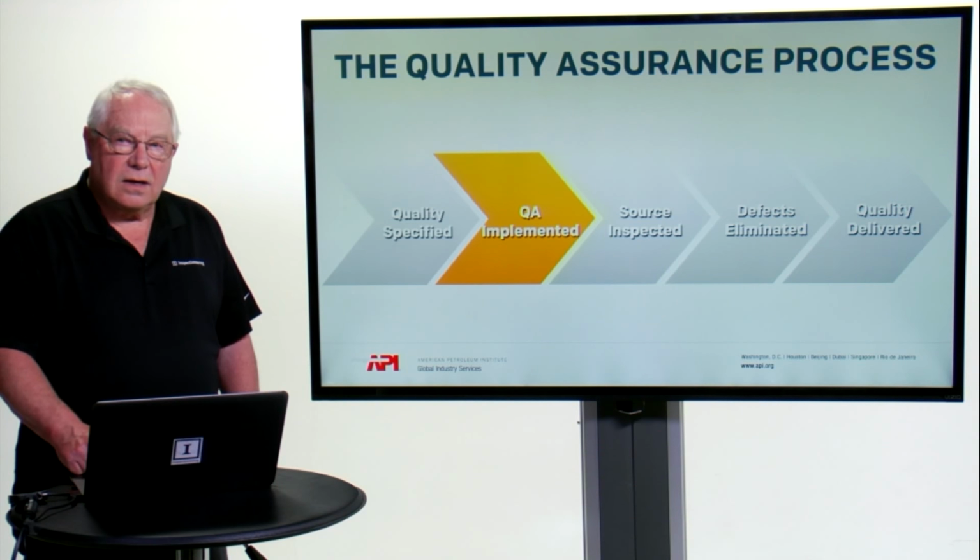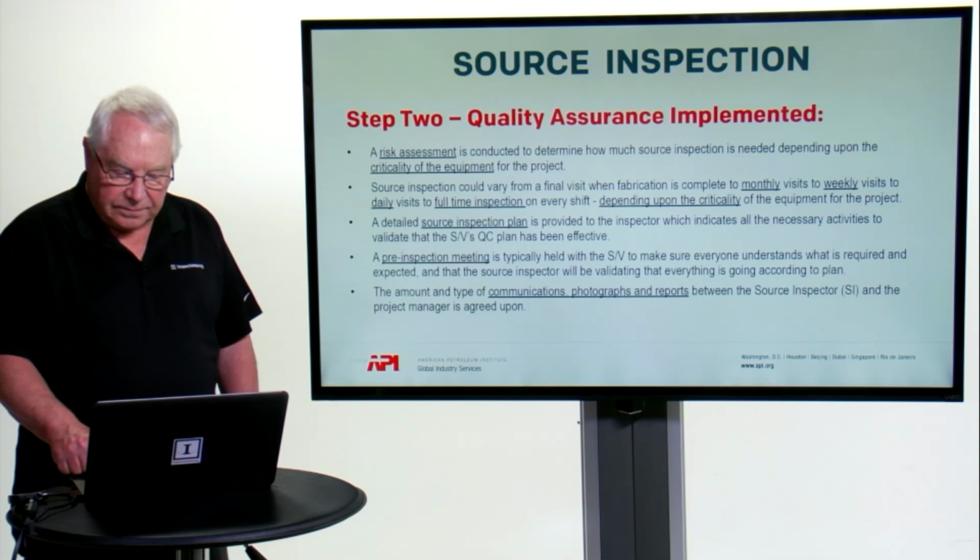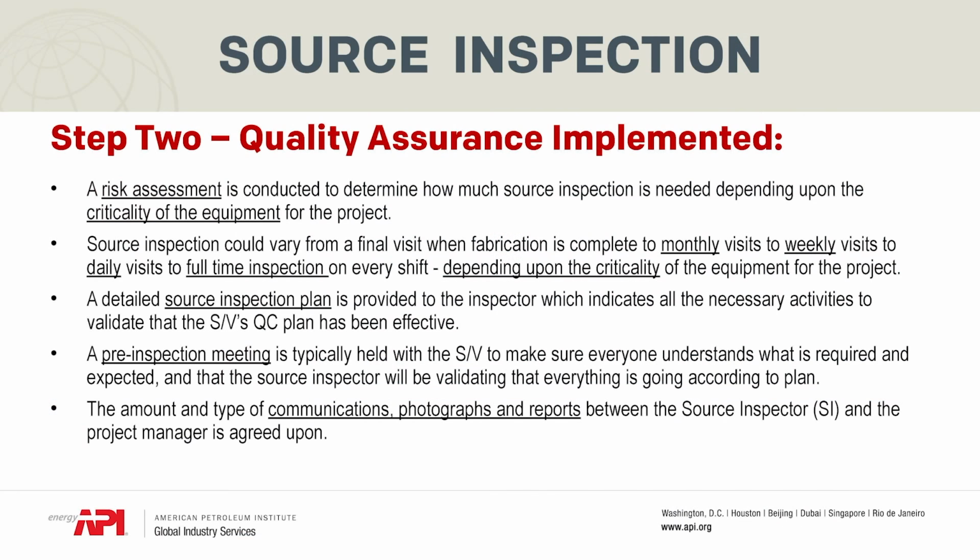Okay, let's proceed to step 2, where quality assurance is implemented. A risk assessment is usually conducted to determine how much source inspection is needed depending on the criticality, or risk if you will, of the equipment that is being purchased for the project.